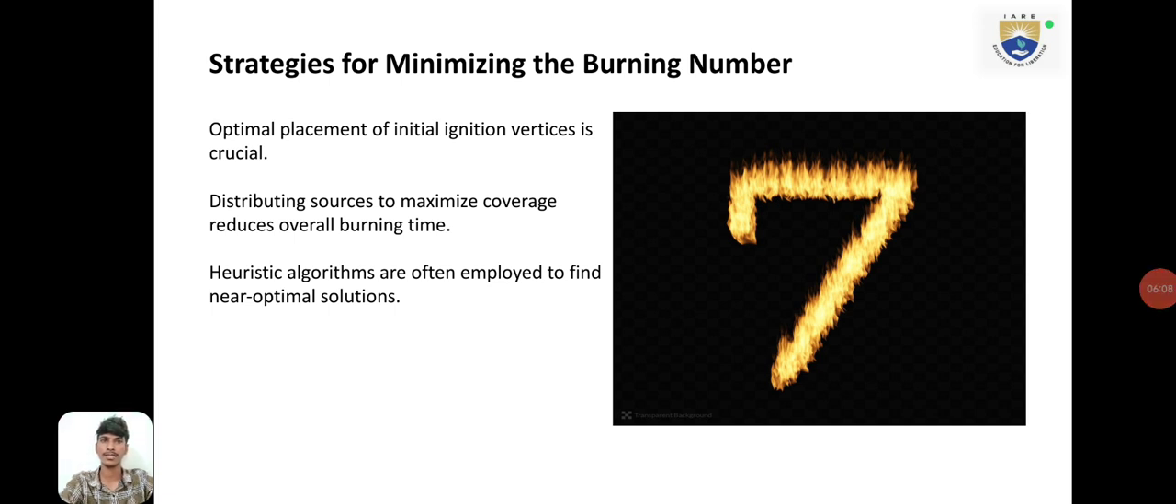Strategies for minimizing the burning number. Optimal placement of initial ignition vertices is crucial. Distributing sources to maximize coverage reduces overall burning time. Heuristic algorithms are often employed to find near optimal solutions.